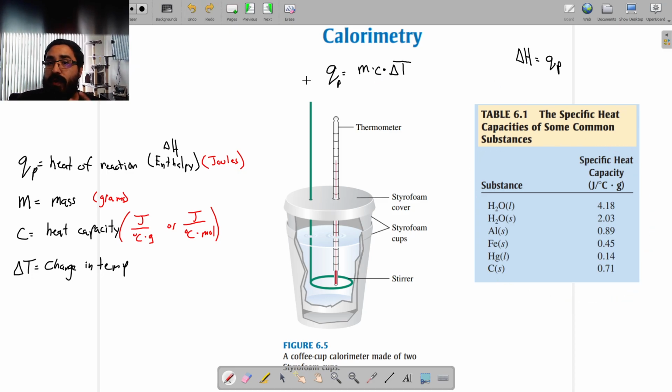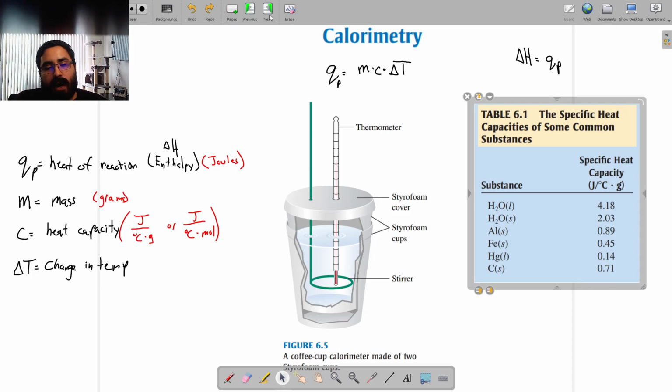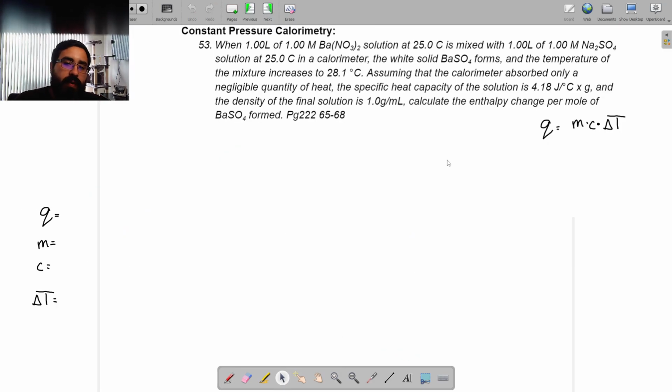Or if we do all our reactions in water, we know water's heat capacity. That's a number you have to memorize, by the way. You must. And then m is the mass. How do we measure the mass? We just use a scale. And then how do we find heat? Well, we multiply all those numbers up. Unless you already know the heat, then you can find something else. But let's take a look at how we do these practice problems.